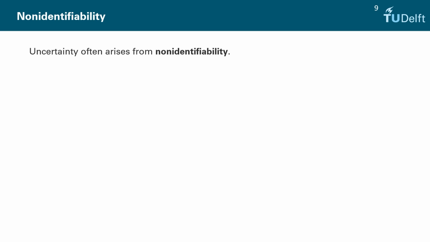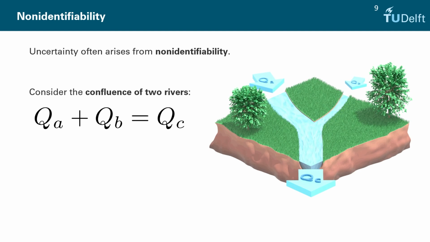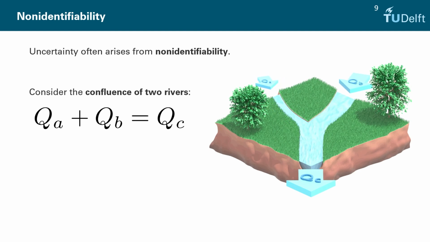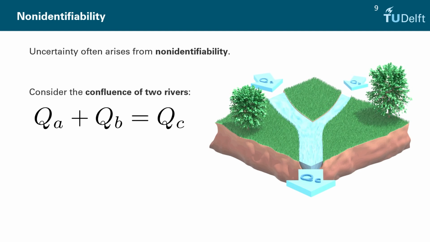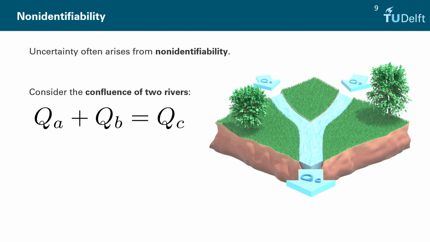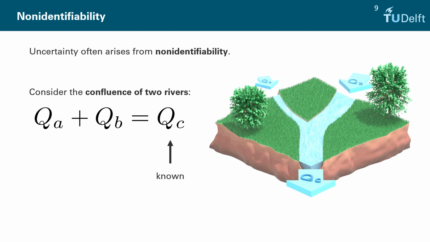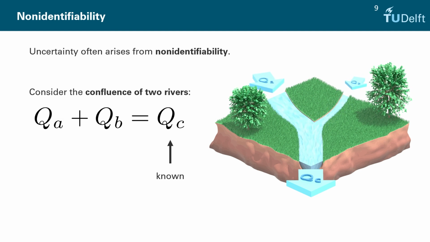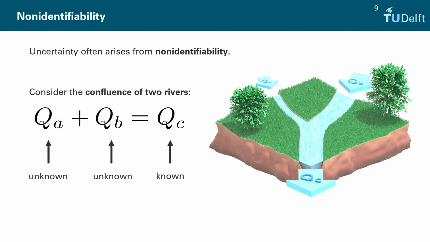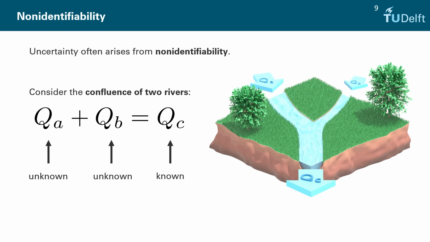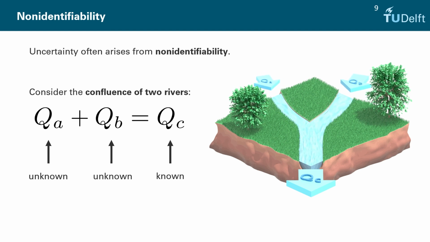The simplest way to see that is perhaps in a system such as this one, where we would have a confluence of two rivers, QA and QB, that form a third river, QC. We might know how much flow the combined outflow carries, but if you want to infer how much water flows in each of its tributaries, QA and QB, then there will be no unique solution, no unique answer to this question.